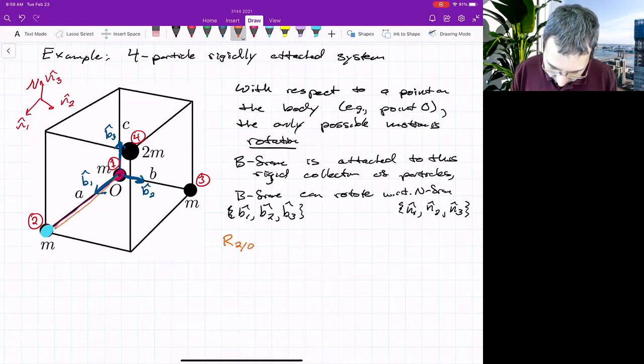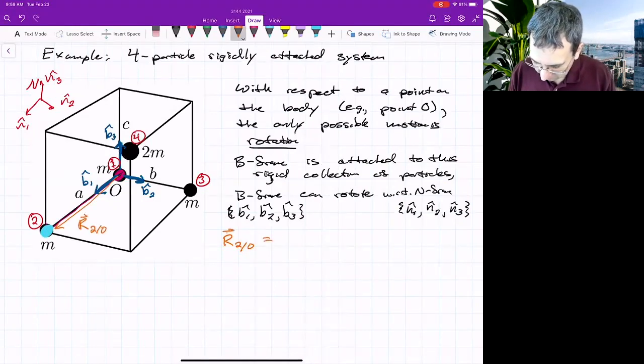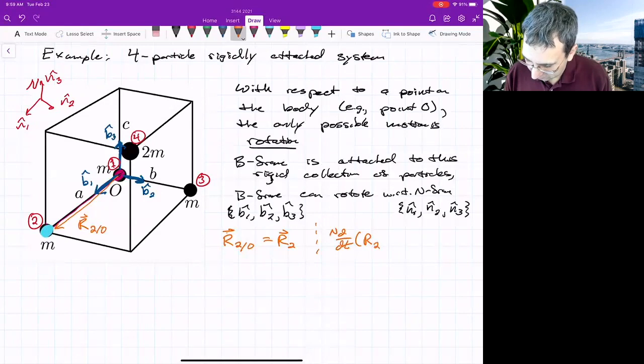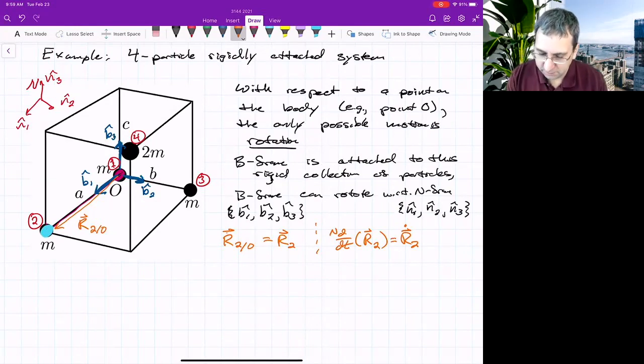So that's this thing, R2 to O. And I'll just write that as R2 to make life easier. Then the way this moves, or we call that R2 dot, with respect to the inertial frame, the only possible motion is due to rotation. And the way that we've described rotation is we say that the B frame can rotate with respect to the N frame, and there's some instantaneous angular velocity of the two. So we'll call that omega.